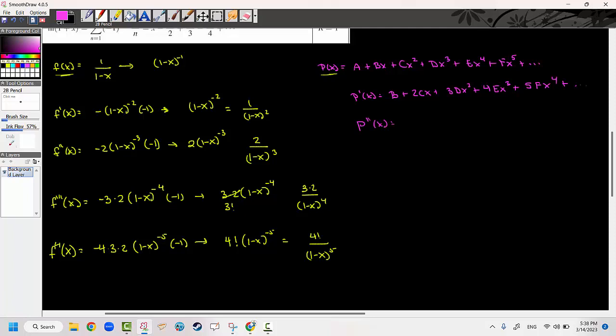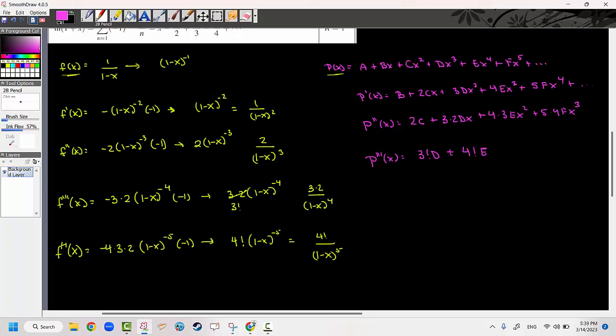P double prime of x is going to be 2c plus 3 times 2 dx plus 4 times 3 ex squared plus 5 times 4 fx cubed. P triple prime of x is going to be, the 2c is going to go away. That's going to be 3 times 2 d, I'll call it 3 factorial d, plus 4 factorial ex, plus 5 times 4 times 3 fx squared.